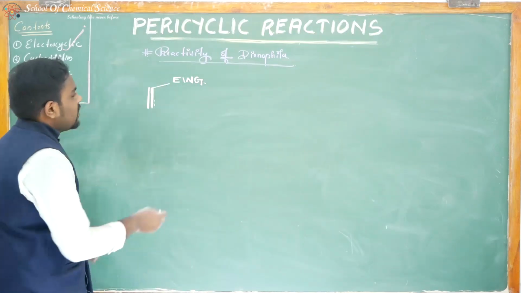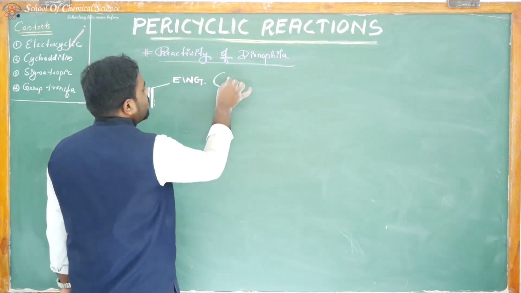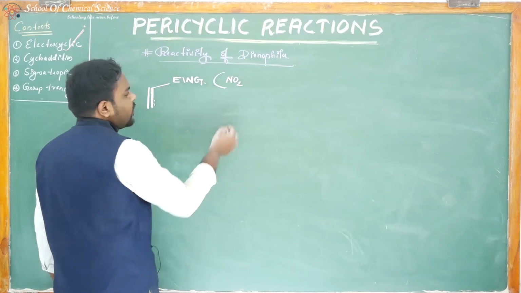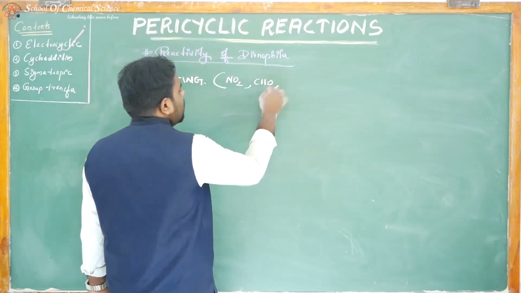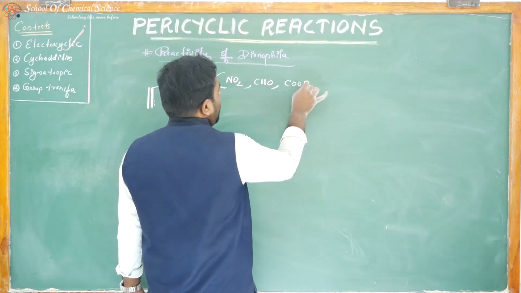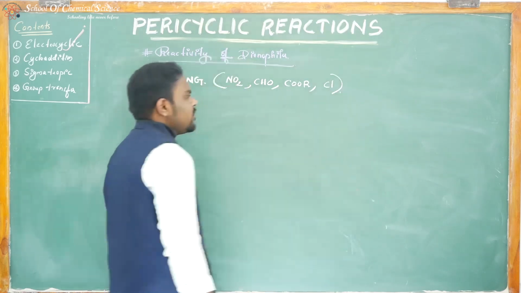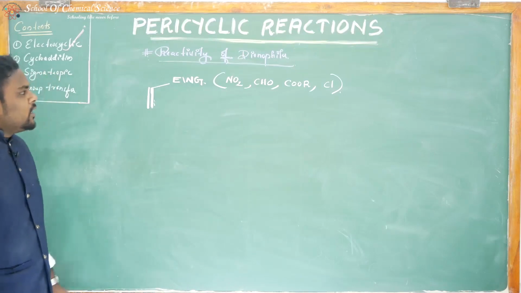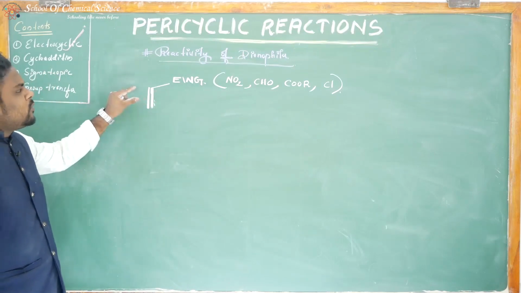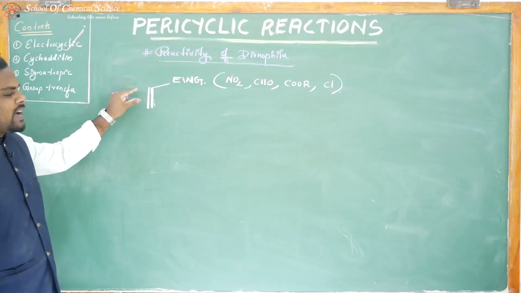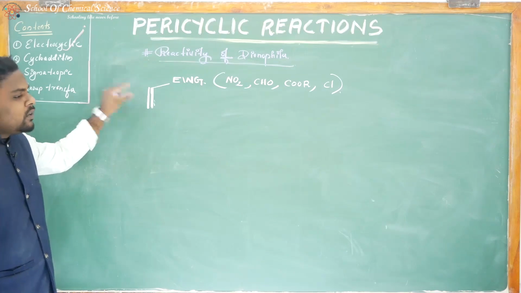Okay. So what are the common electron withdrawing groups? NO2 is a powerful electron withdrawing group. CHO is an electron withdrawing group. COOR is an electron withdrawing group. Chlorine, halogens are electron withdrawing groups, etc. Okay. So when such electron withdrawing groups are present in the dienophile, it will be more reactive.